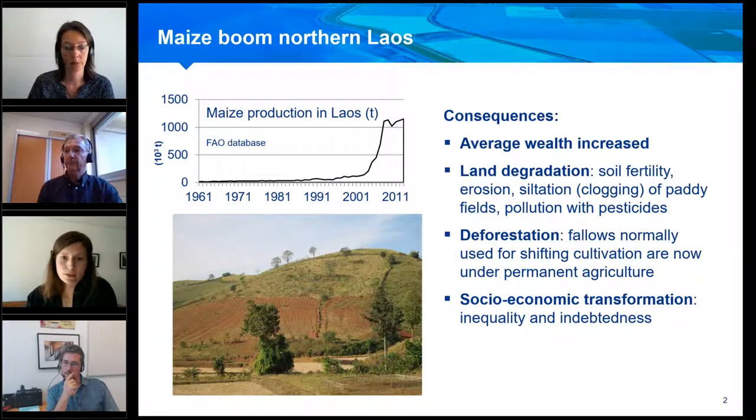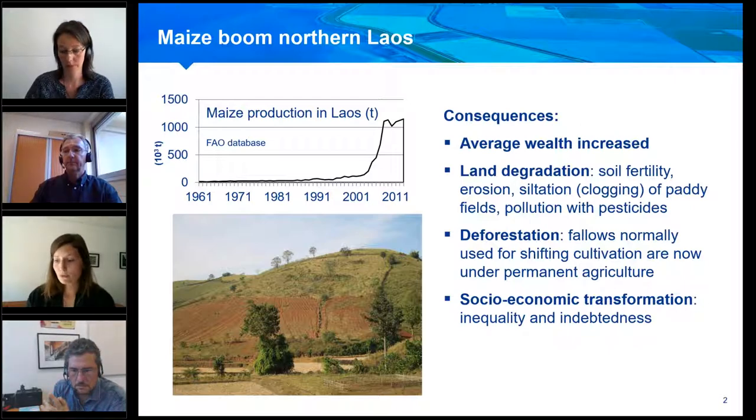In this case here, you can also see that the erosion has an influence on paddies, which get clogged by all the soil that is ending up in the paddies. So you have an interaction within the landscape that is affected. There is deforestation happening, and the socioeconomic system is also transformed, because even though on average the wealth is increasing, at the same time inequality and indebtedness are also increasing.